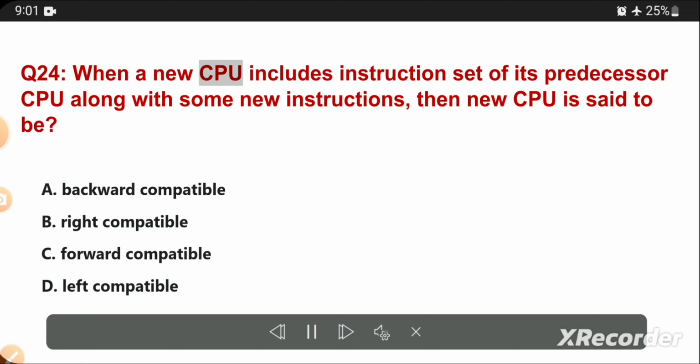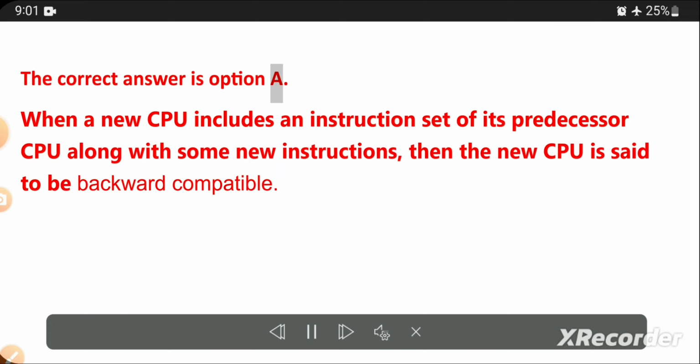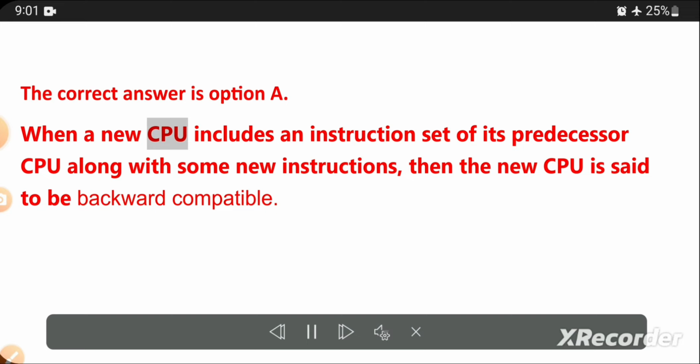Q24. When a new CPU includes the instruction set of its predecessor CPU along with some new instructions, then the new CPU is said to be backward compatible, right compatible, forward compatible, left compatible. The correct answer is option A. When a new CPU includes an instruction set of its predecessor CPU along with some new instructions, then the new CPU is said to be backward compatible.